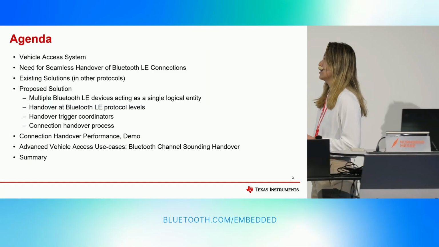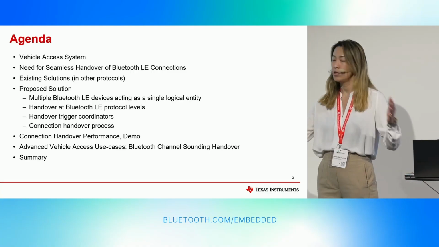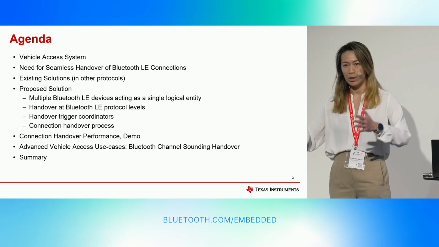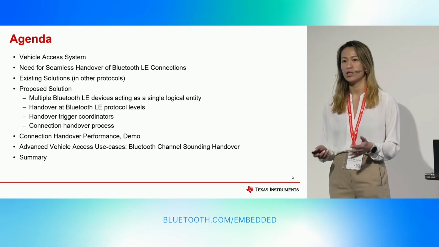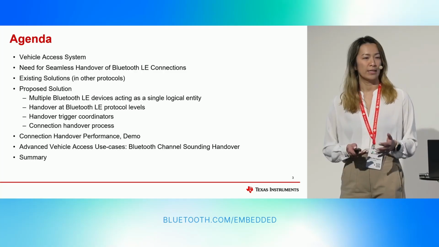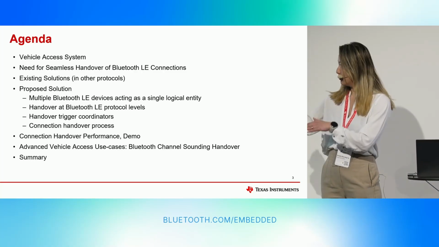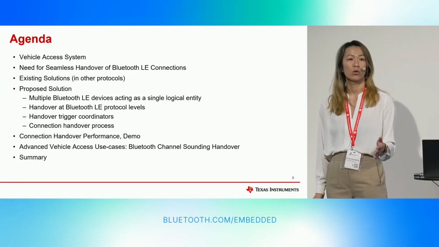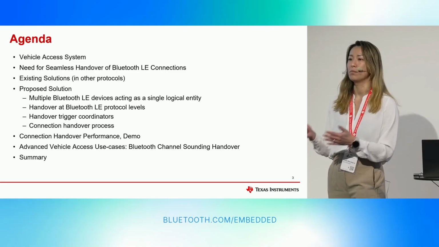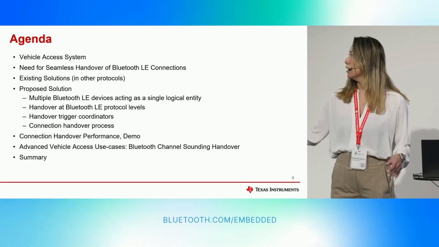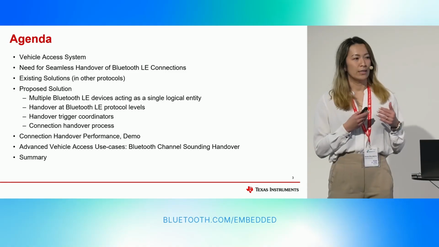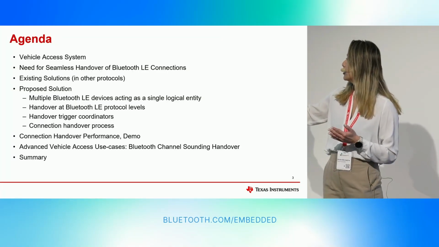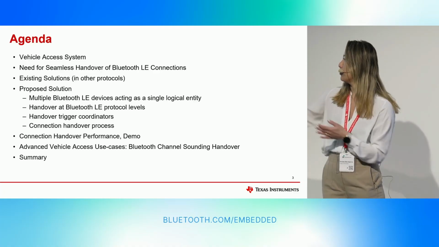So, here is the agenda. First, we will introduce what a typical vehicle car access system is. Then we're going to talk a little bit about why we want the connection handover and what it is addressing. Then we will move on to the existing solution using a different protocol, not Bluetooth Low Energy, like the same as the handover but not the Bluetooth Low Energy protocol. Then we will go into TI's solution when it comes to connection handover, and go through all the more detailed sub-bullet points there.